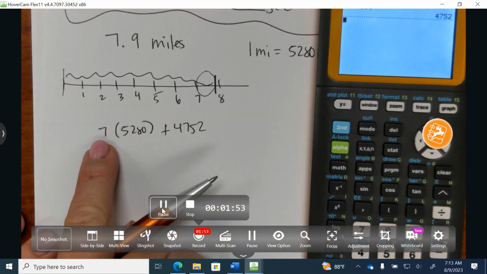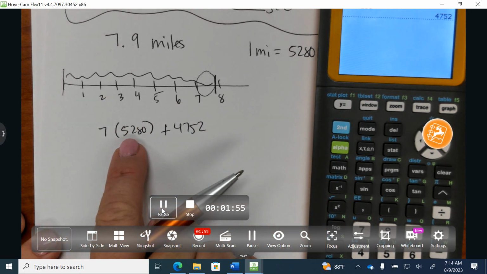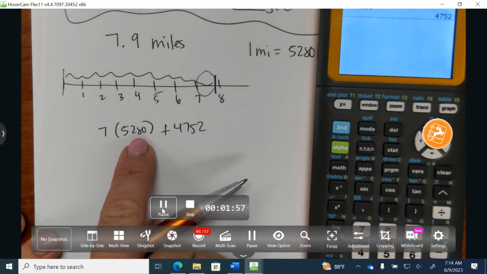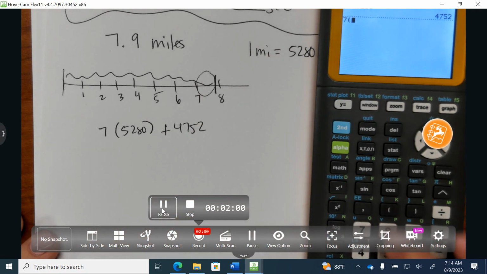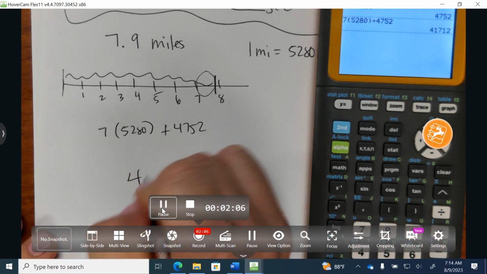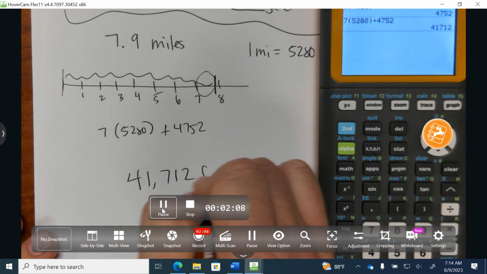So again, 7 segments, each representing a mile, or equivalent to 5,280 feet. So 7 times 5,280 plus an additional 4752. So this would be 41,712.